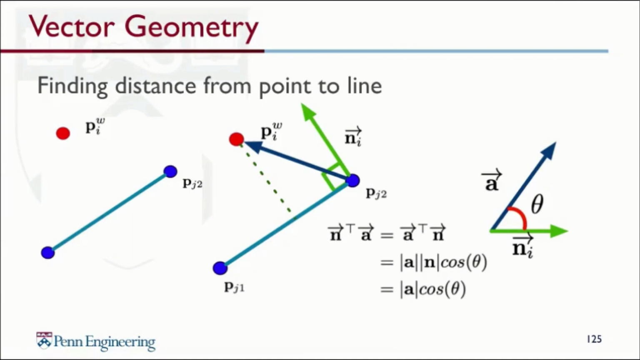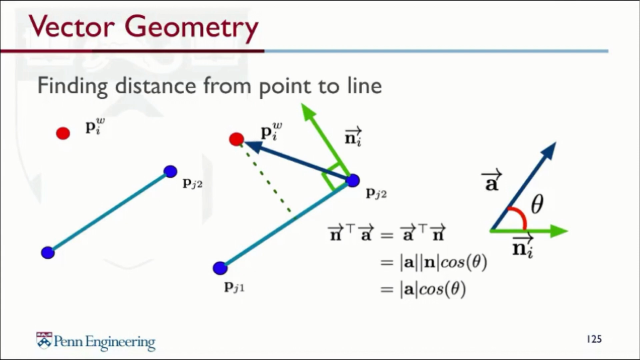From vector geometry, we know that the inner product of n and a, or n transpose a, is the same as a transpose n, and by definition is the magnitude of a times the magnitude of n times cosine theta, the angle between them.